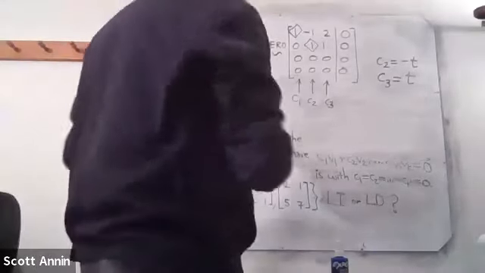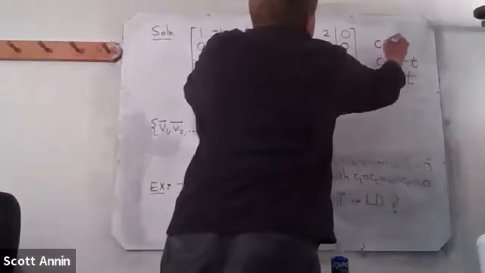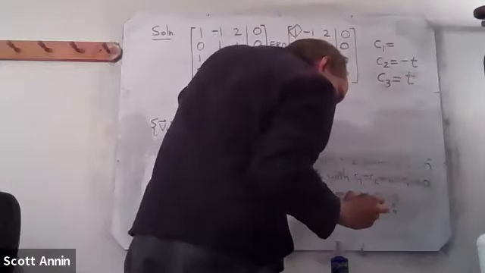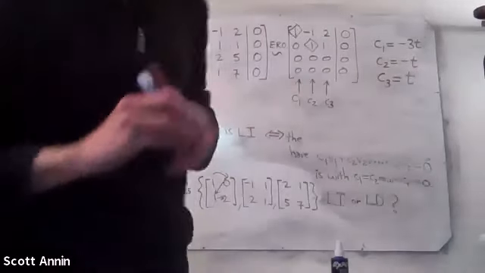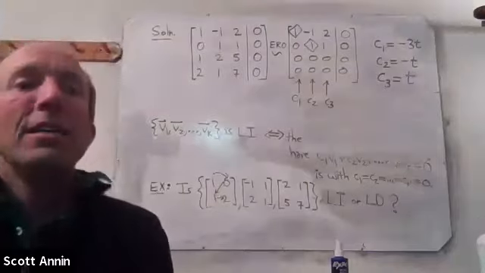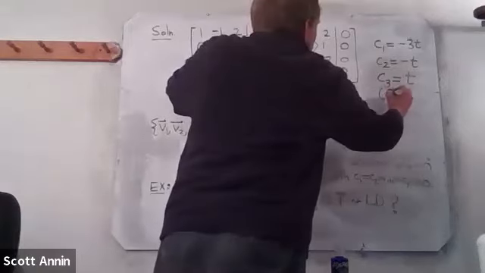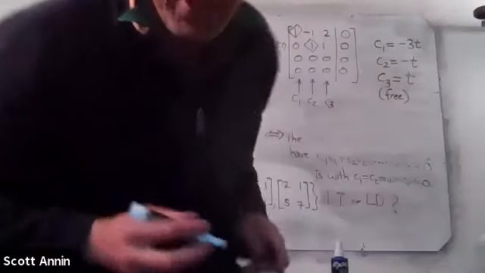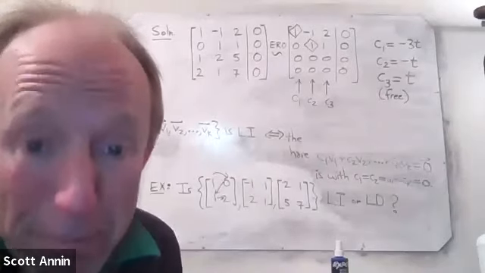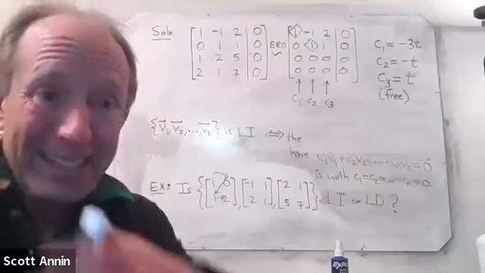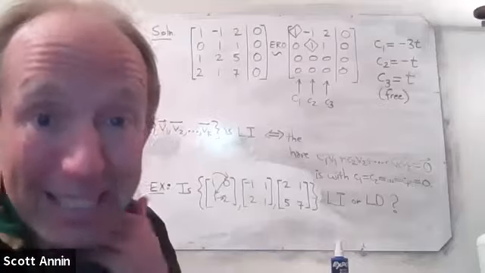And then C1 should be equal to C2 minus 2C3, which is actually going to give me negative 3t, I believe. Let me just double check that I did that right. Yeah, negative 3t. Okay? So guys, because there's a free variable here, the constants, the C1, the C2, and the C3, they do not have to be all 0 in this linear combination. In other words, this is bad, right? This is not what we want.